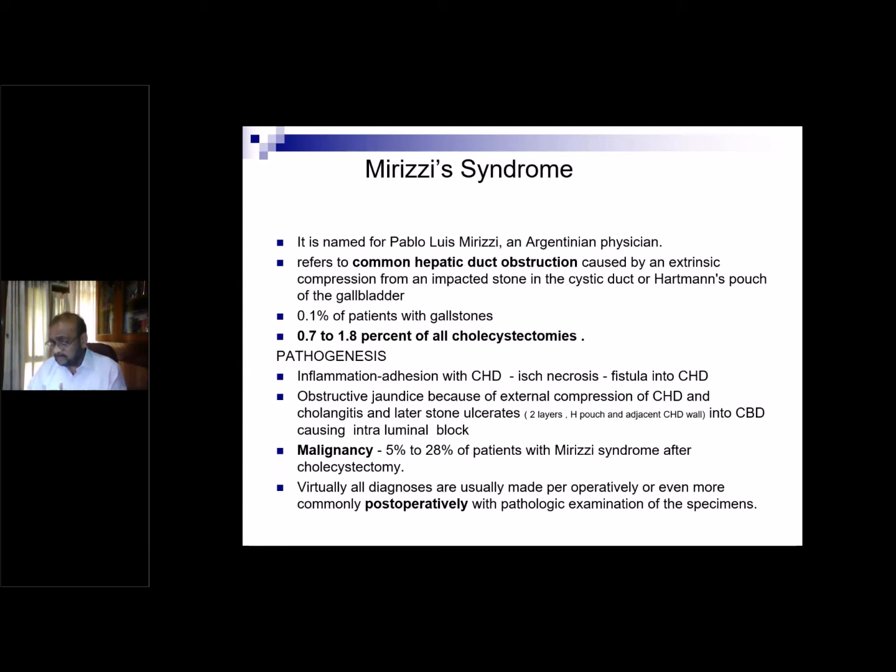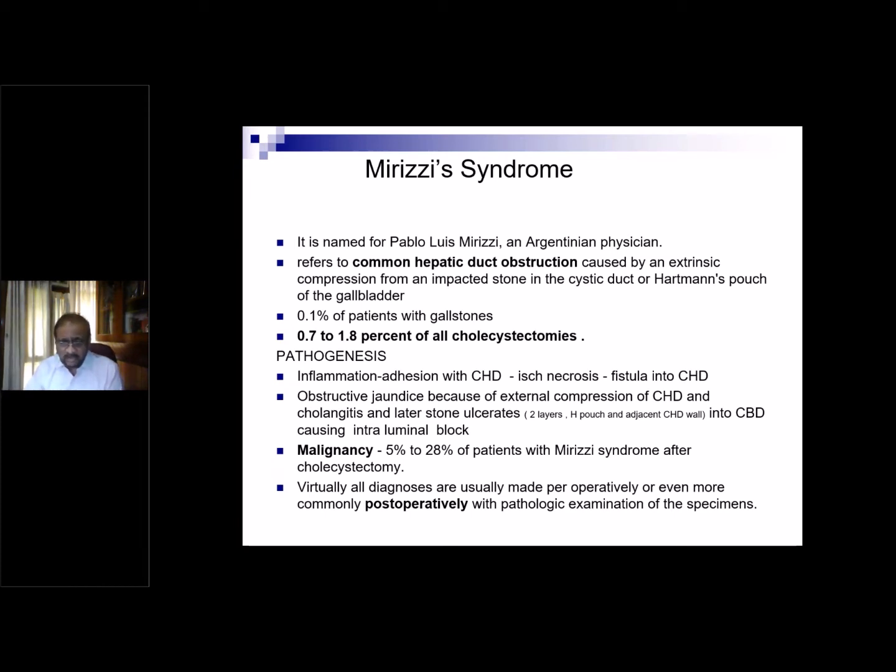Mirizzi syndrome, remember, again is a pre-malignant condition, right? Xanthogranulomatous cholecystitis was a pre-malignant condition. Mirizzi syndrome is a pre-malignant condition, and you find 5 to 28% of patients with Mirizzi syndrome, after cholecystectomy, you find them to have a malignant alteration. 28 is a very high percentage. Probably we may not agree with 28. That was given in the literature, but 5 to 10% should be a more realistic figure of these patients with Mirizzi syndrome who can manifest with malignancy, right?